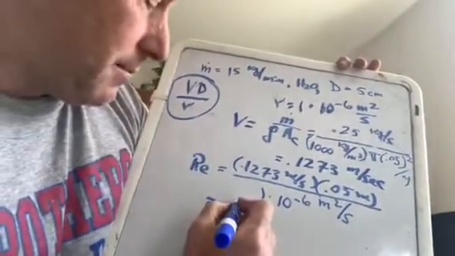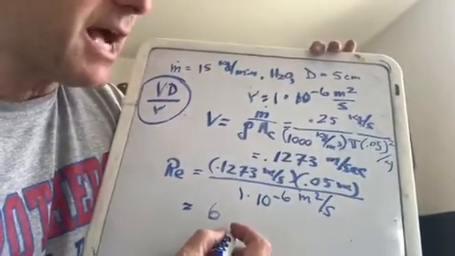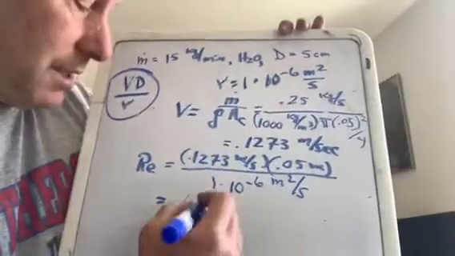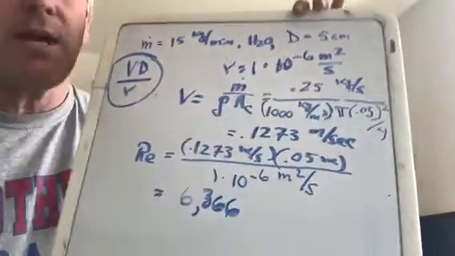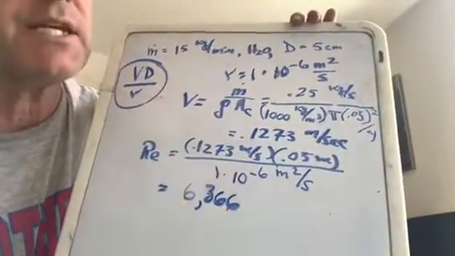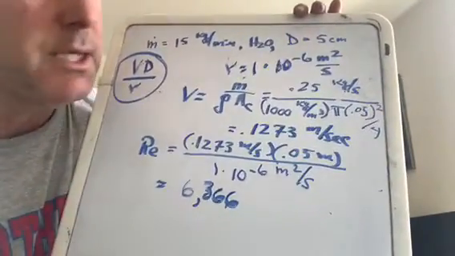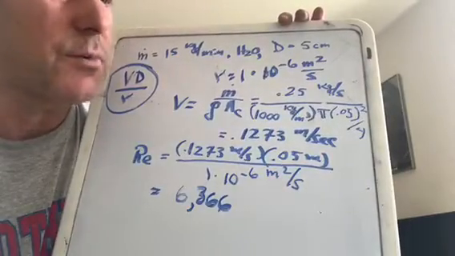Okay, and I get about 6,366. It's not exactly the same as the number earlier, but I was being a little bit rough with some of my numbers. It's basically very close to the same. If I'd been more precise, I would have gotten the exact same answer. But nonetheless, I get the same conclusion. It's turbulent. Now I can get to work and get the h value and assess how that's going to work out. So that's it for today.